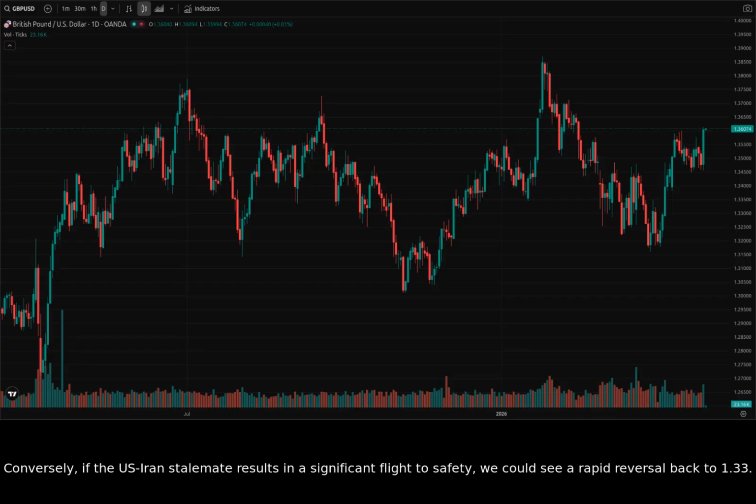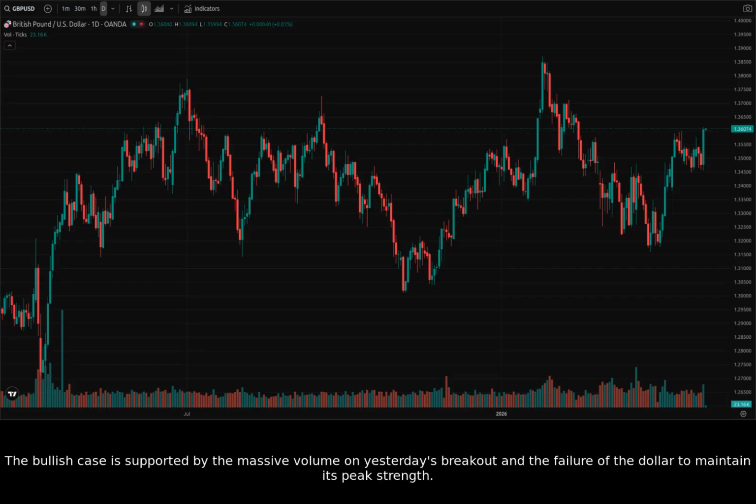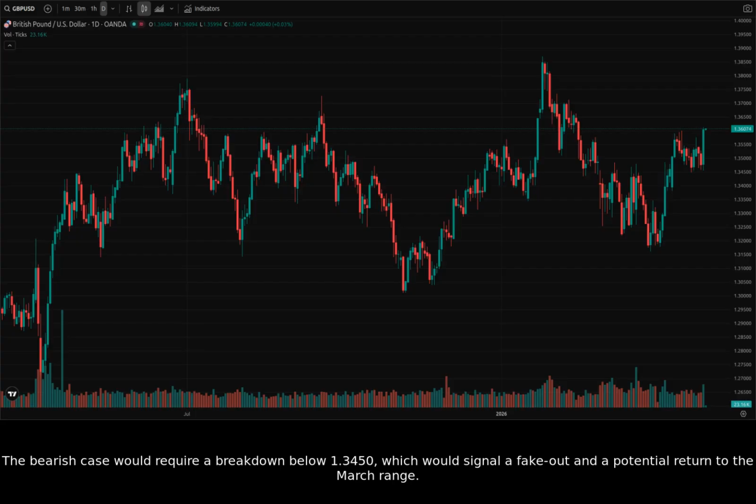Conversely, if the US-Iran stalemate results in a significant flight to safety, we could see a rapid reversal back to 1.33. The bullish case is supported by the massive volume on yesterday's breakout and the failure of the dollar to maintain its peak strength. The bearish case would require a breakdown below 1.3450, which would signal a fakeout and a potential return to the March range.